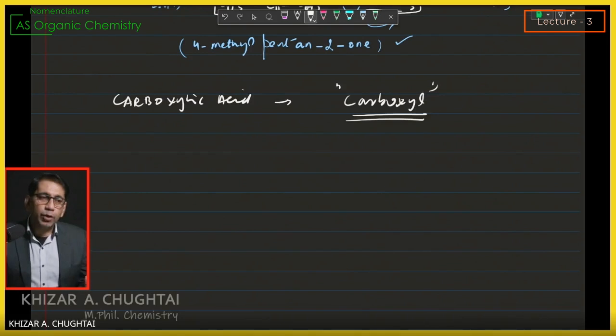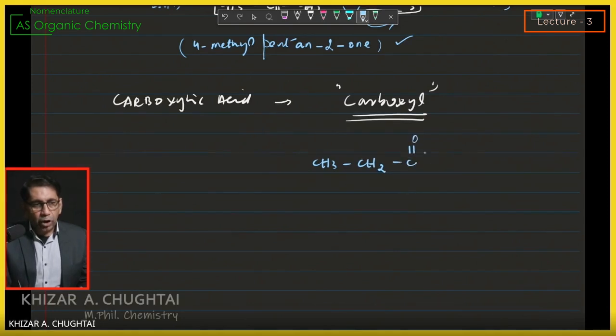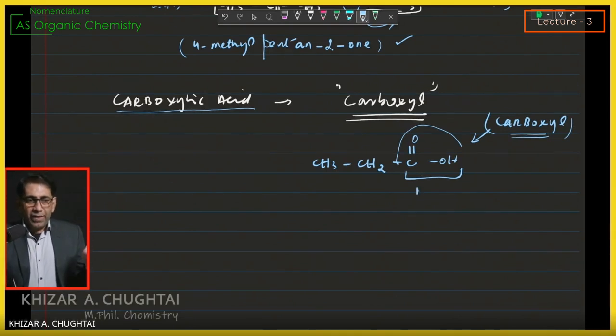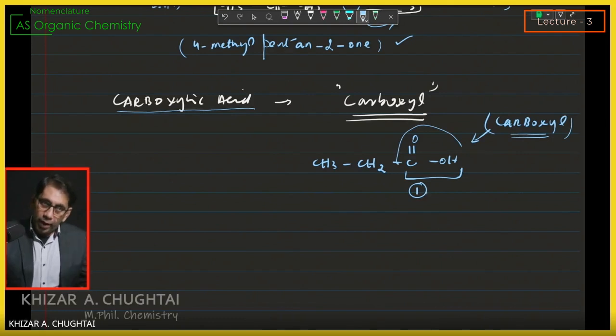Again, it's very easy, and you are familiar with the nomenclature of carboxylic acid from your O level chemistry as well. But again, it's very simple. For example, I have CH3, CH2, C double bond OH. This group is the functional group of carboxyl. Carboxyl functional group, or homologous series, is carboxylic acid. And whenever you mark numbering, this carbon will always be carbon number one.